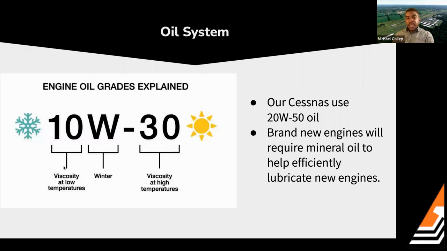So the 20 talks about the viscosity at lower temperatures. The W indicates that it's a good grade for winter operations, right? So it can withstand colder temperatures. And then the last number talks about the viscosity at higher temperatures, how liquidy it is at higher temperatures. So I think that's really cool to think about, because different types of oils have different viscosity levels. So that's why you want to be very, very mindful.